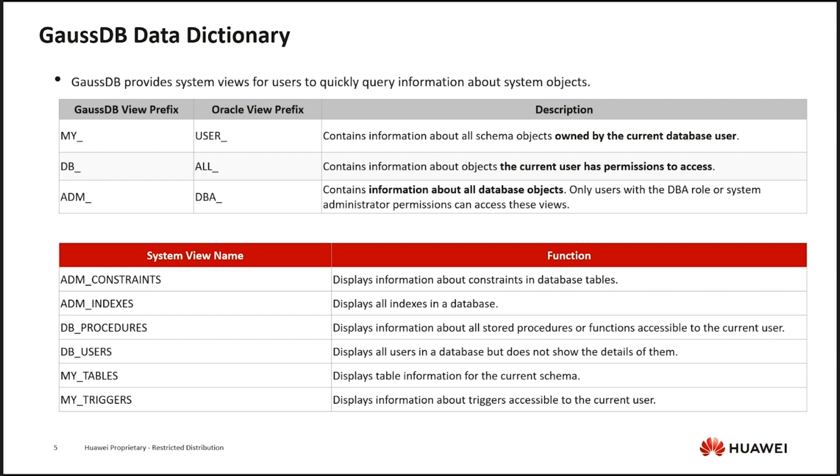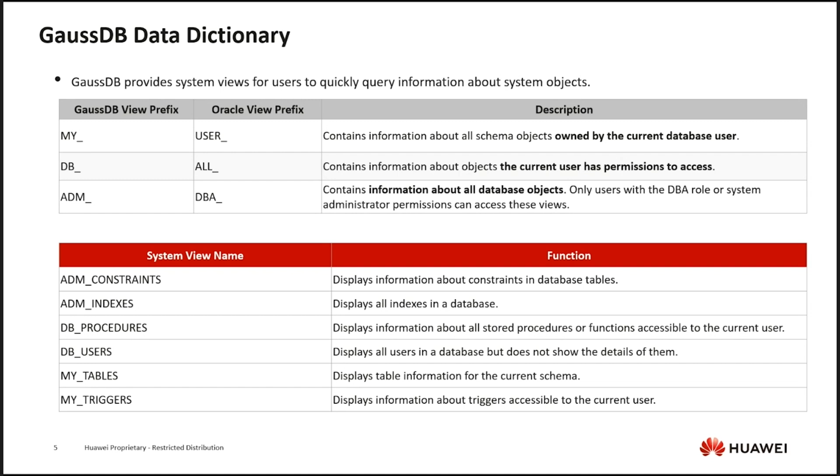Let's take a closer look at the naming rules for GaussDB system views. Each prefix has a specific meaning. For example, MY indicates a view that contains information about all schema objects owned by the current database user. DB indicates a view that contains information about all schema objects that the current user has permissions to exercise. And ADM indicates a view that contains information about all database objects, but only users with DBA role or system administrator permissions can exercise this view.